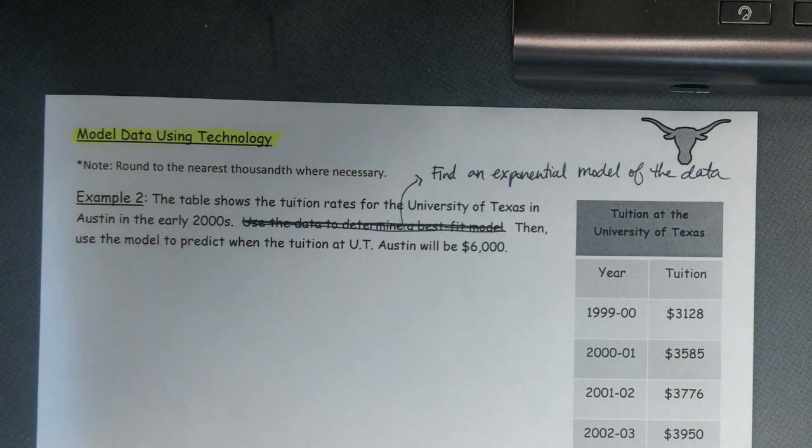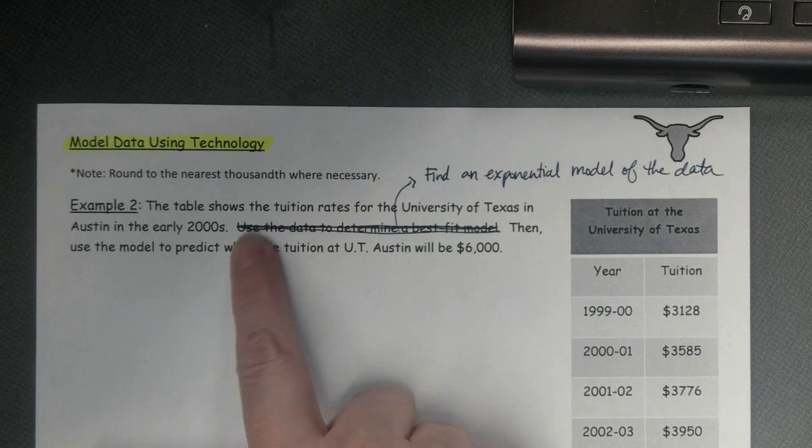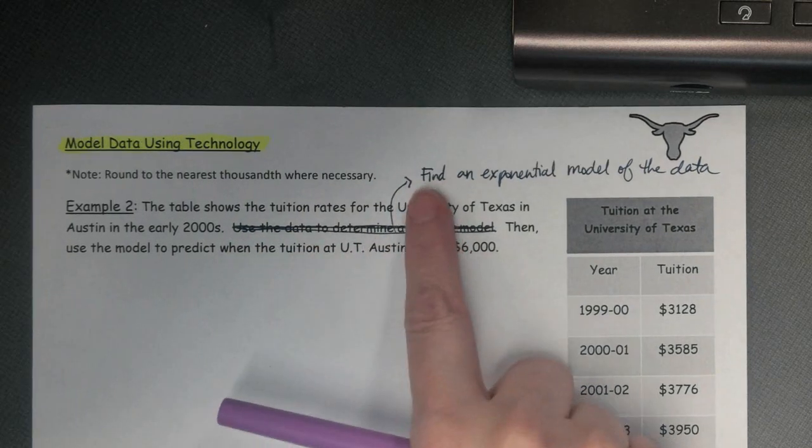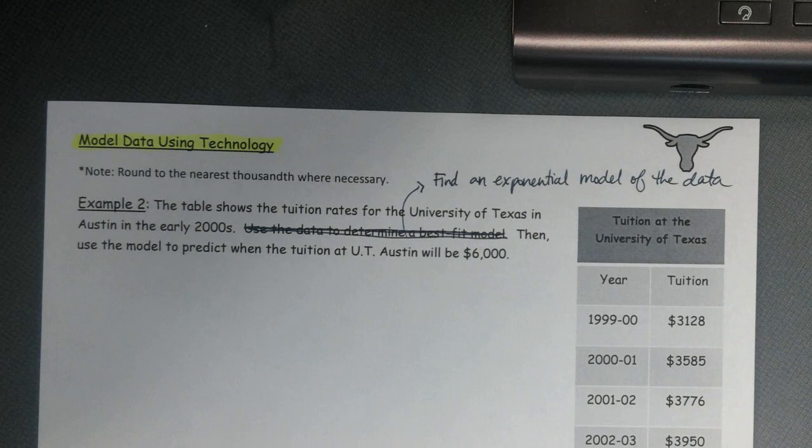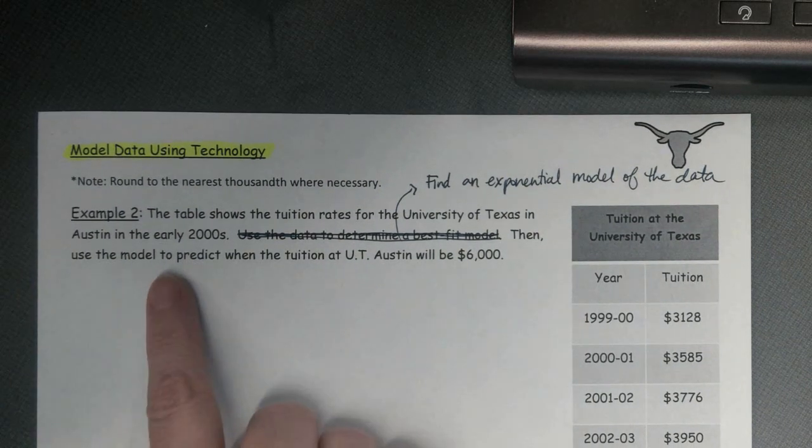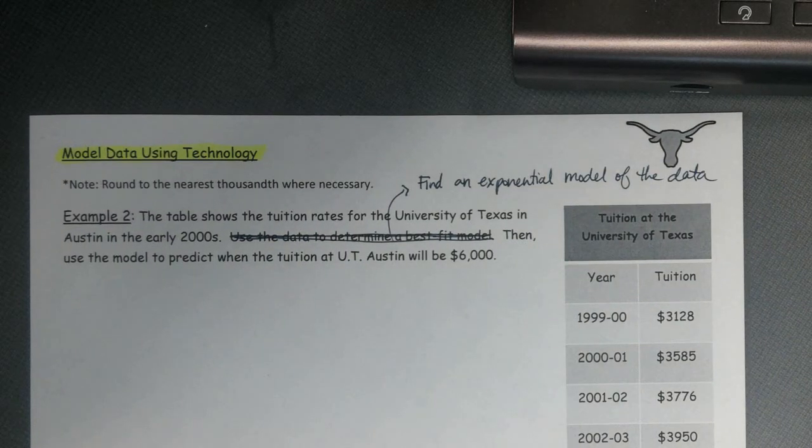Okay, so when you're modeling data using technology, we are going to be using some of our regression functions, and today we're also going to learn about exponential regression. It says the table shows the tuition rates for the University of Texas in Austin in the early 2000s, and then we are changing this. So this should have said find an exponential model of the data. Then we're going to use the model to predict when the tuition at UT Austin will be $6,000.